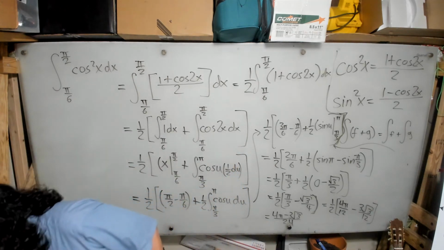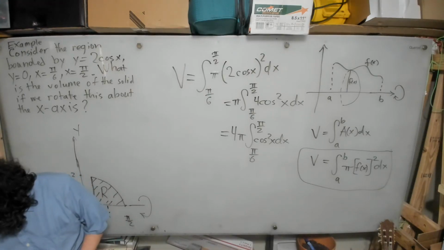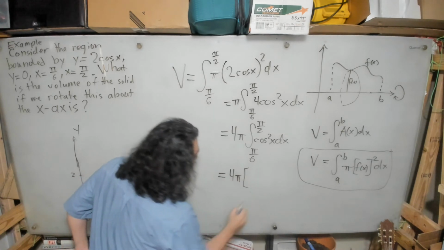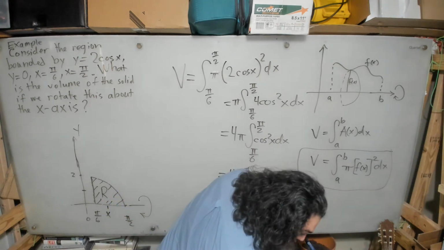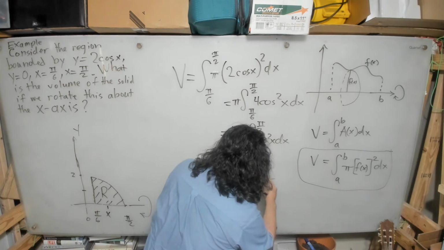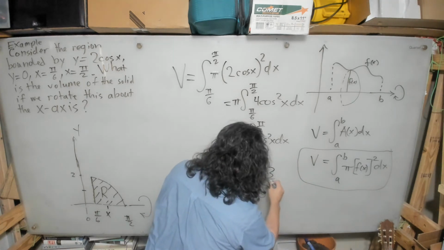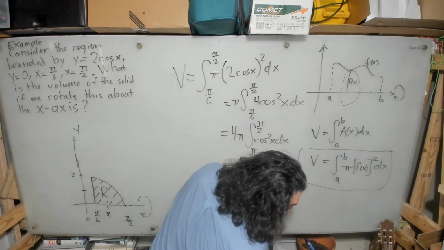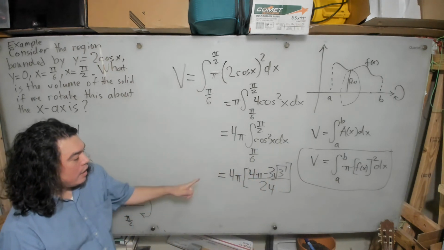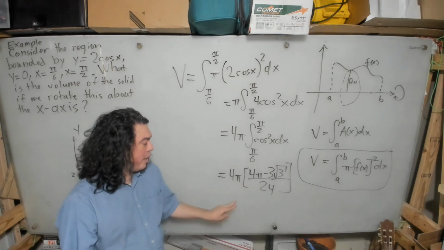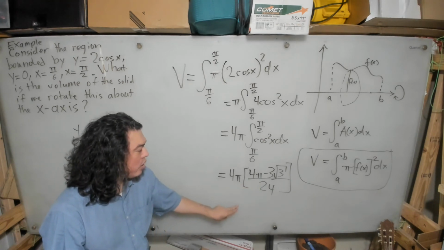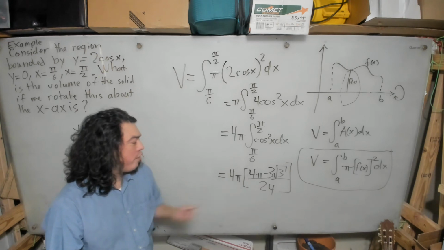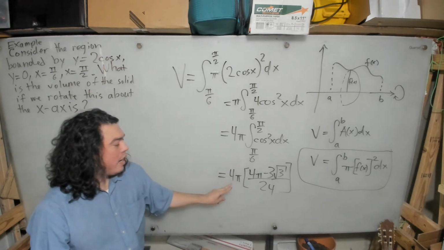Yes. And we see that we get the answer. 4 times pi, open bracket, of 4 pi minus 3 square root of 3 over 24. Okay? Like this. Again, I could distribute the 4 pi into the whole thing. I would get 16 pi squared minus 12 pi square root of 3 over 24. But in this case, I'm going to cancel out the factor of 4 on the bottom, and I'm going to leave the pi on the outside.